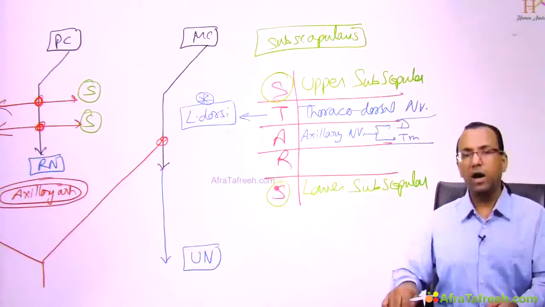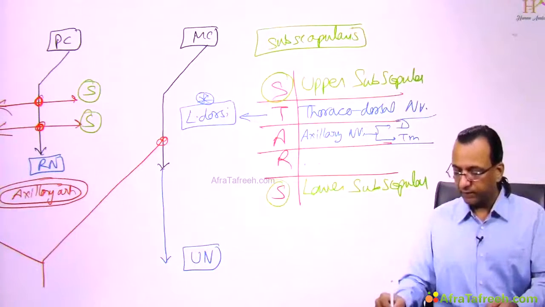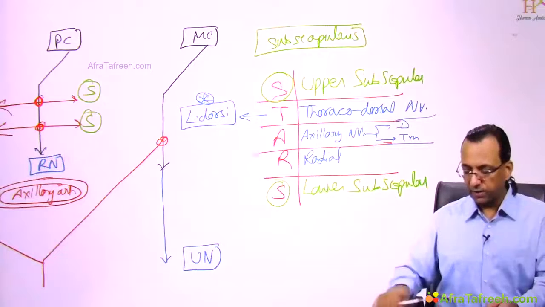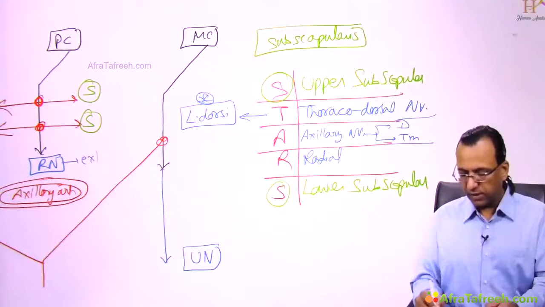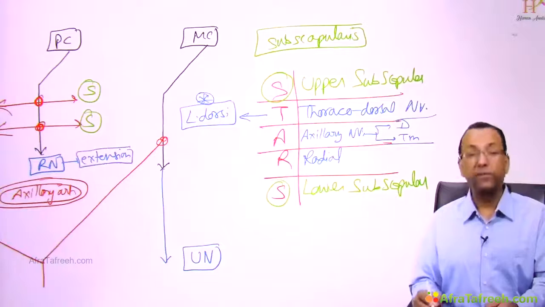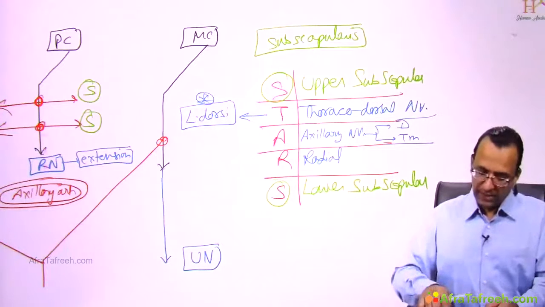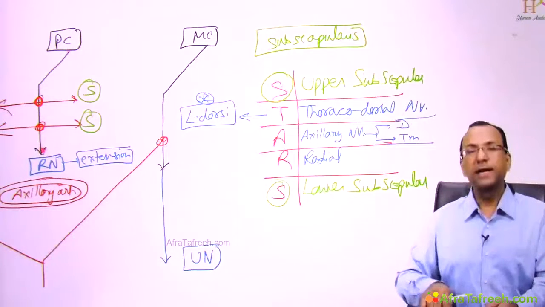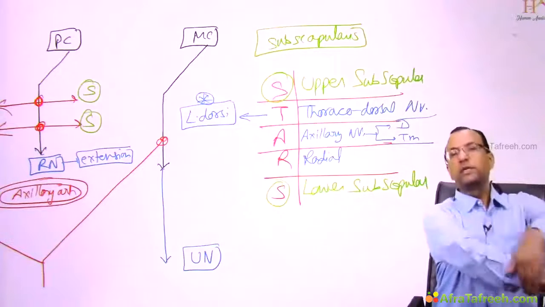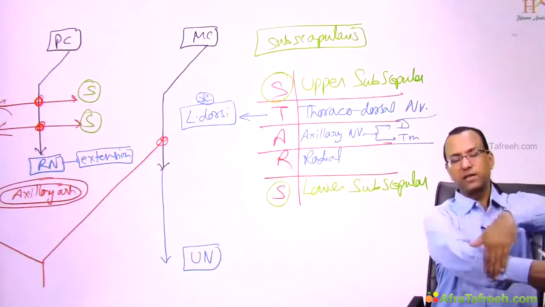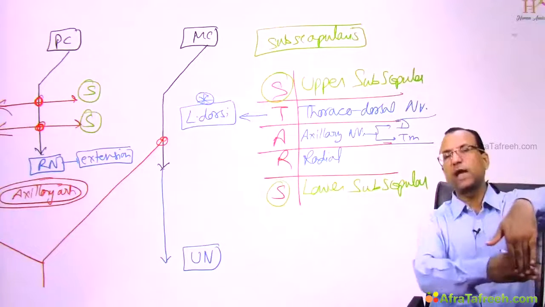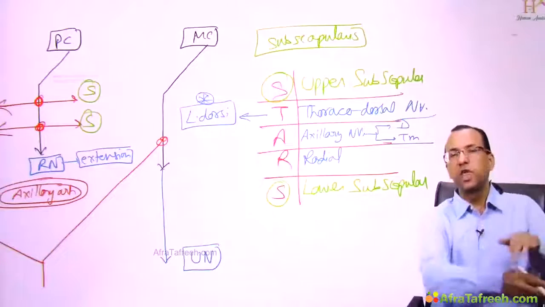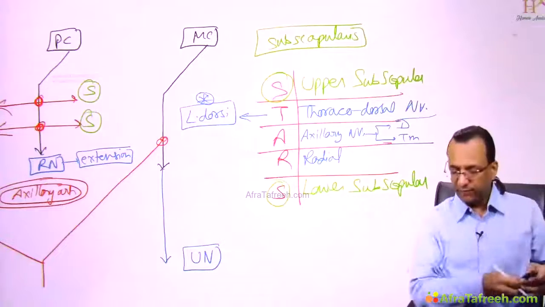What is R for? R, you already know, is the radial nerve, and remember, the radial nerve is a nerve of extension. It is a nerve of the posterior compartment. The radial nerve is a continuation of the posterior cord of the brachial plexus, and it is a nerve of the posterior arm. It does extension at the elbow, extension at the wrist, extension at the MCP joint, extension at the IP joint. All the joints here are extended by the radial nerve, the nerve of extension, the nerve of the posterior compartment.